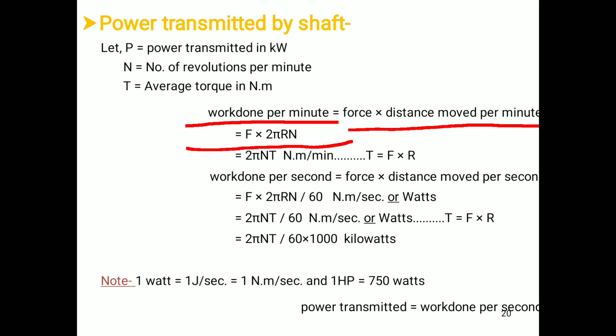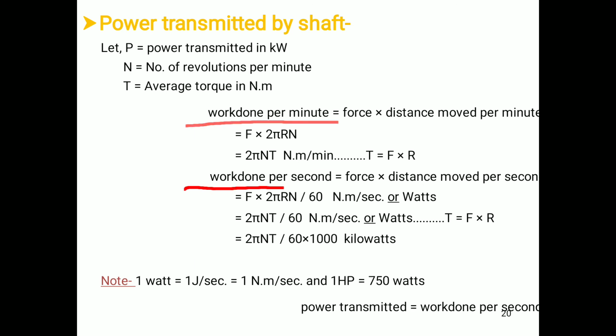It is the revolutions of that particular shaft per minute, 2 pi rN. All of you know that F into R is nothing but the torque. Therefore we have 2 pi NT. Work done per minute is given by 2 pi NT and the unit is Newton meter per minute. Now we have to convert 2 pi NT Newton meter per minute into per second.